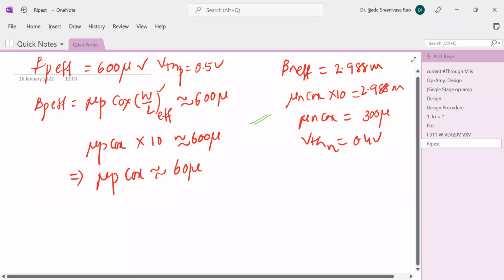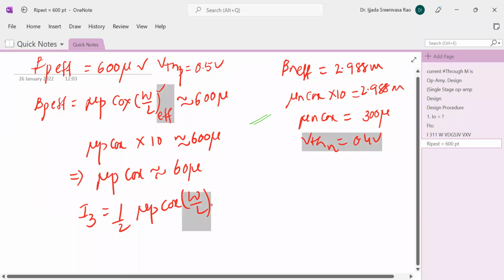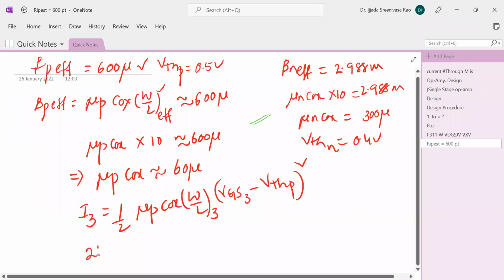Yes. Now, what is the I3 current formula? So I3 is equal to 1 by 2 mu P COX W by L of 3 into VGS3 minus VTH3, or VTHP, you can cite. Okay. So what is the I3 value? How much you got? 25 microamperes you got. 1 by 2, what is the mu P COX value? How much you got? Yeah, 60.